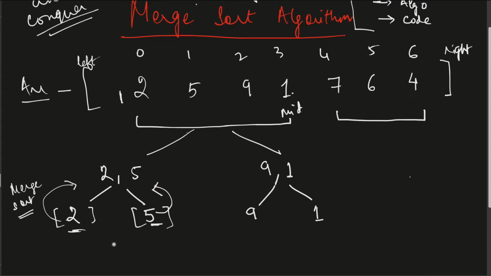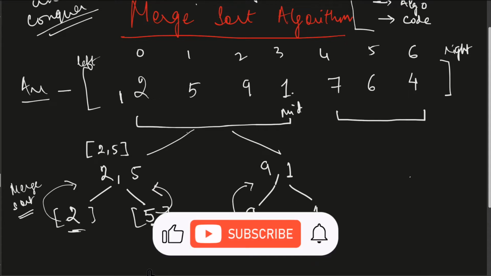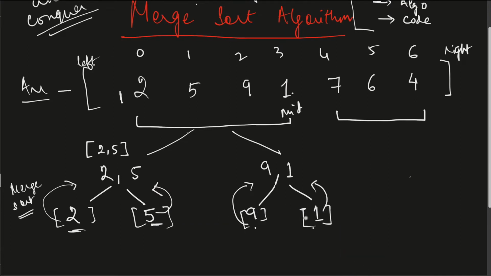So 2 and 5, if we talk of ascending sorting, are already in sorted order. So from here what we get is 2 and 5 only. Similarly, coming to the right hand side, 9 and 1 will be returned back. From here, 9 will be a separate array and 1 will be another single array. They will be merged or combined, and in this case, the sorting logic will happen. Now we see that 9 is greater than 1 and ideally 1 should be before 9. So instead of 9 and 1, this will be 1 and 9 that is going to be returned.